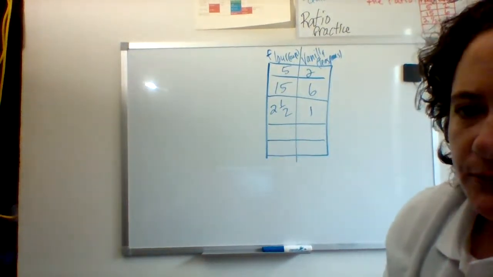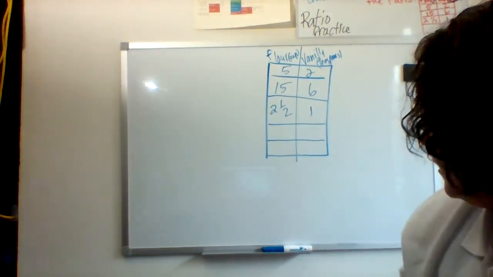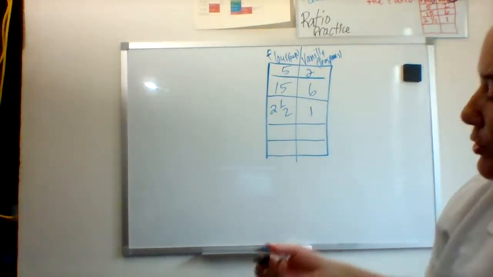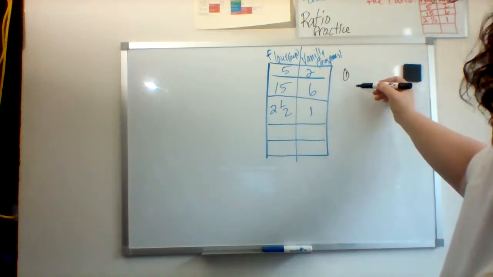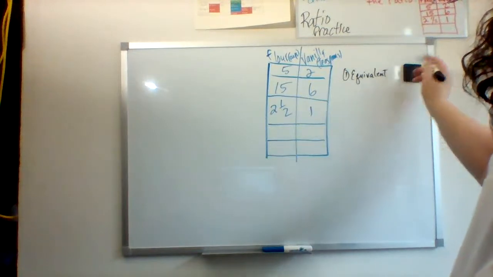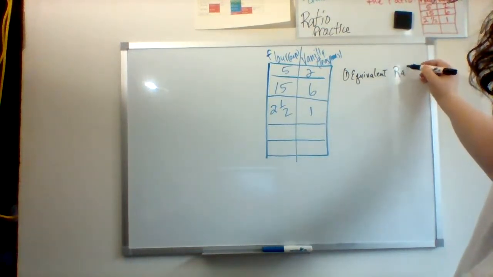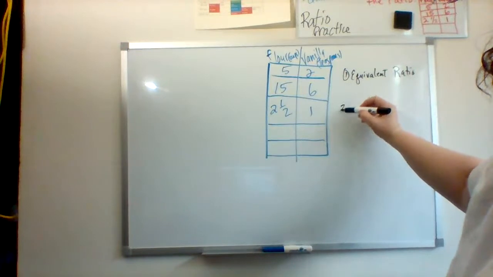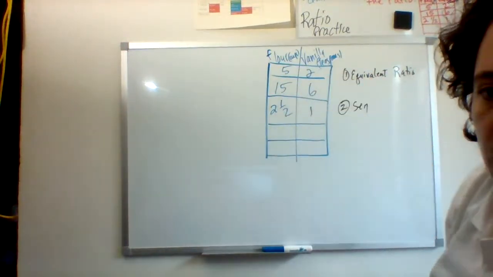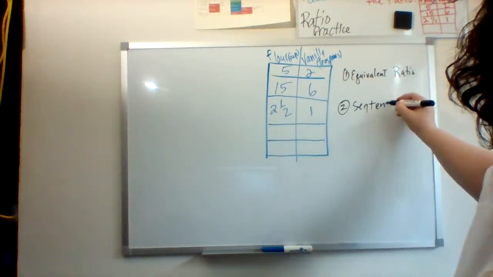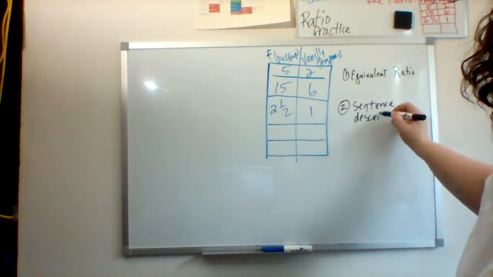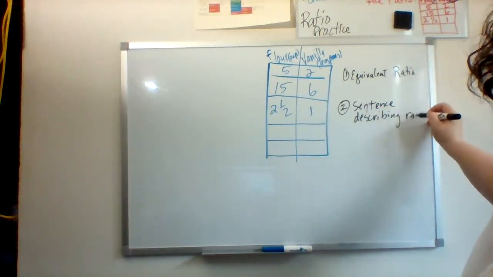I don't see any equivalent ratios, so I'm going to get you started. Give me an equivalent ratio in the table, right? Because you have two things to do. In the warm-up, you have to give me an equivalent ratio. And you have to give me a sentence describing the ratio shown in the table.